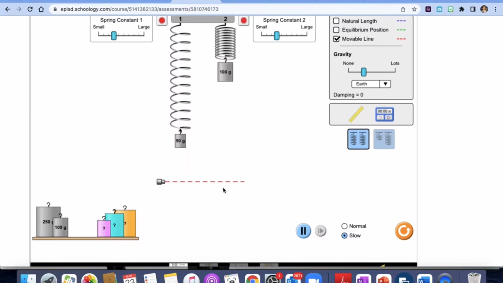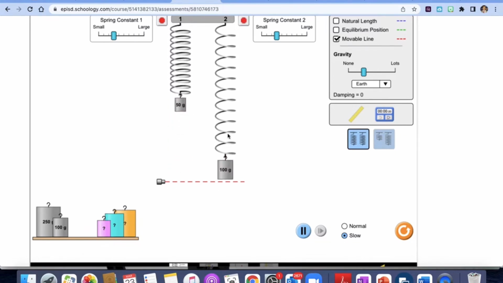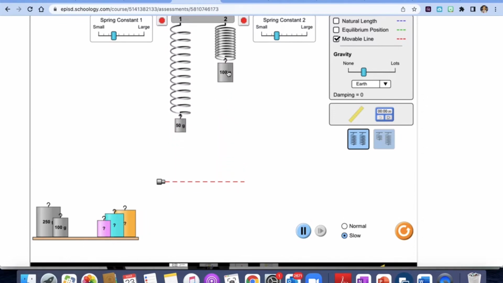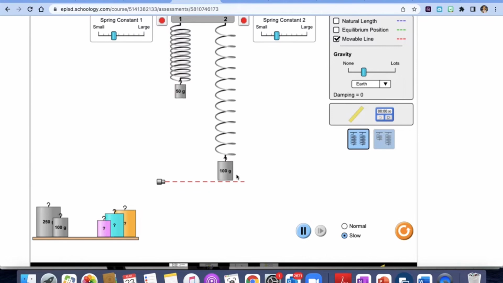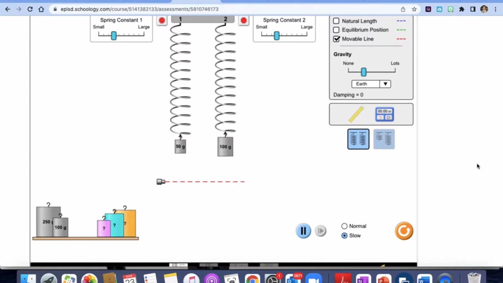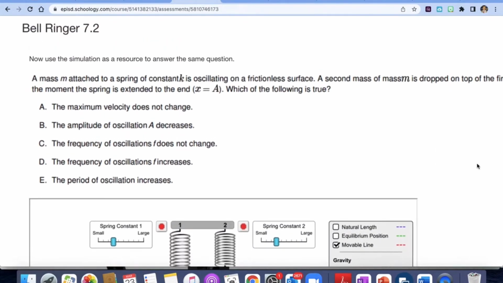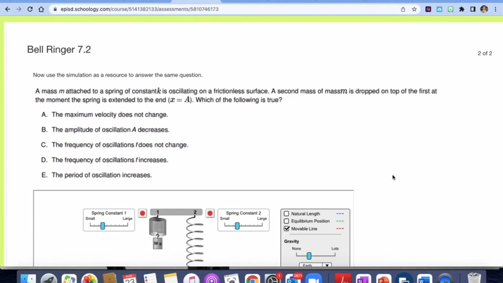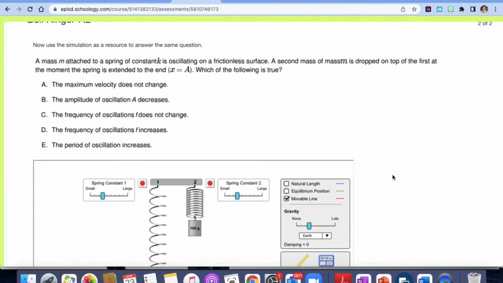So I think it is very obvious what's happening, right? You guys can clearly see. So now let's see our answer choices. A, the maximum velocity does not change. Well, it is very obvious that it is going slower.